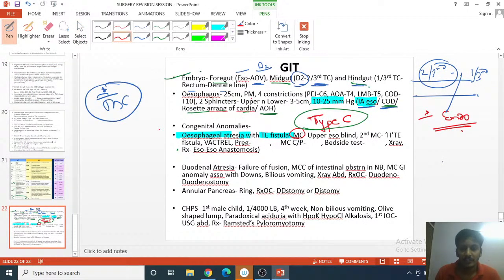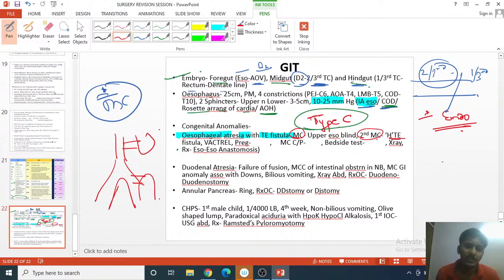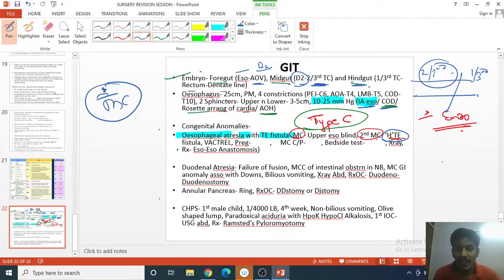Please remember. Moving further, which is the second most common type? H type. What does H type mean? Both the upper esophagus and the lower esophagus communicate with the trachea. Please remember. Both of them have an abnormal connection with the trachea, and this is your H type of fistula where both the ends communicate with the trachea. So the most common is type C, where the upper esophagus is blind and the lower esophagus communicates with the trachea, and the second most common type is type H. Remember.